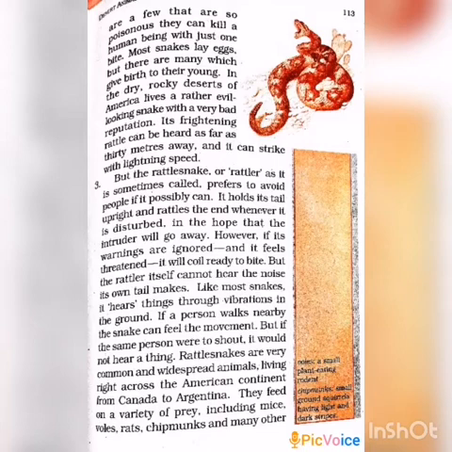Rattlesnakes are very common and widespread animals living right across the American continent from Canada to Argentina. So this type of snake is available in America, Canada and Argentina. They feed on a variety of prey including mice, voles, rats, chipmunks and many others. It can feed the young ones too with a variety of prey. What are they? Mice, voles, rats, chipmunks; this type of food it can give to the young ones.